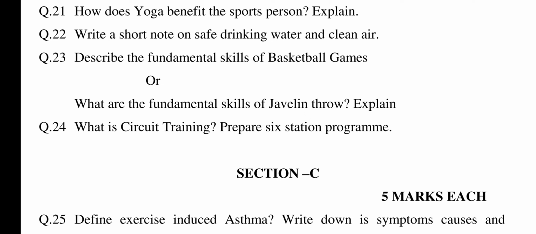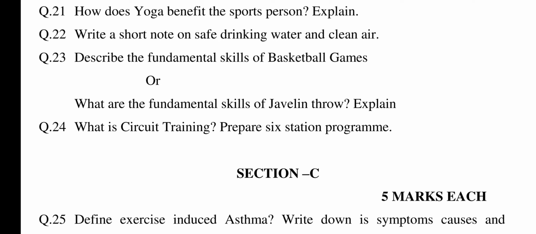Number 1, concentration power improved. Number 2, skeleton system improved. Number 3, circulatory system improved. Number 4, digestive system improved. Number 5, respiratory system improved. Number 6, sports injuries prevented. Number 7, yoga helpful during off seasons. Number 8, obesity controlled. Number 9, immune system improved. Explain all these points in 2 to 3 lines.